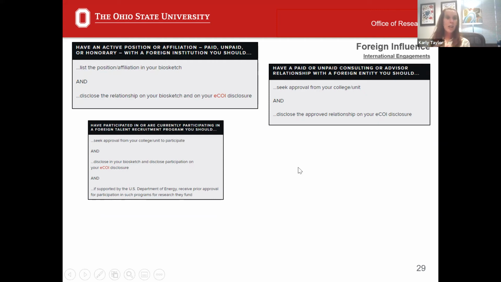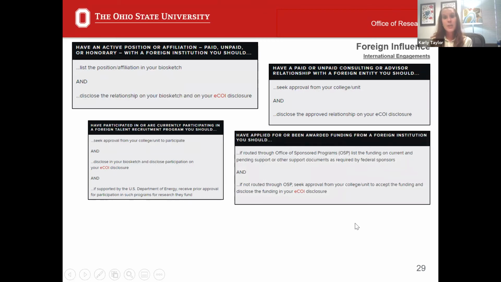So again, they're not illegal. However, legislation is trying to pass that if individuals are in a foreign talent recruitment program, then they cannot get federal funding. So we're closely watching that. But regardless, we do want to know if you are in one or you plan on being in one. Next one.